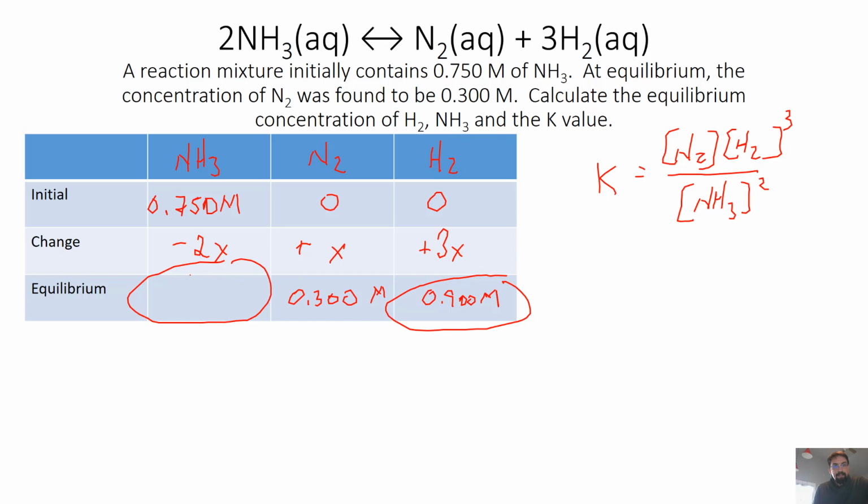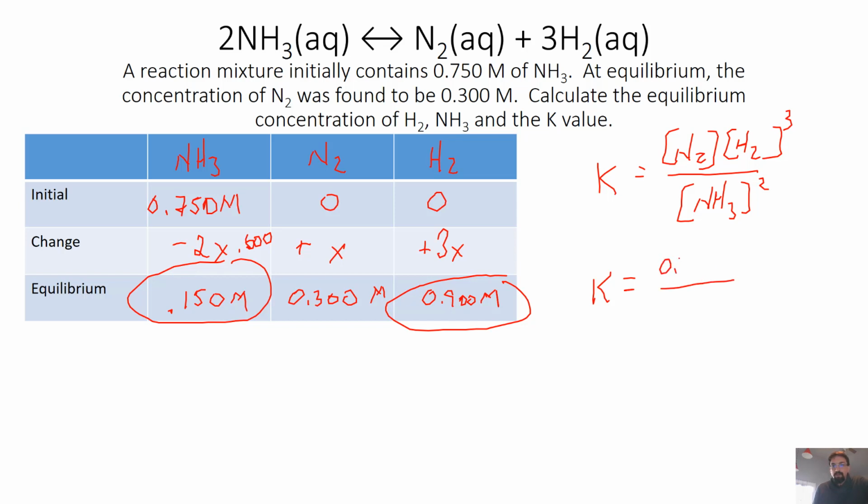That means that 2x would be 0.6. And so basically I'm taking 0.750 and I'm subtracting 0.600. So that's 0.150 molar. So I've solved for my concentrations. Those are written down already. I just have to finish up the problem by calculating the actual K value.